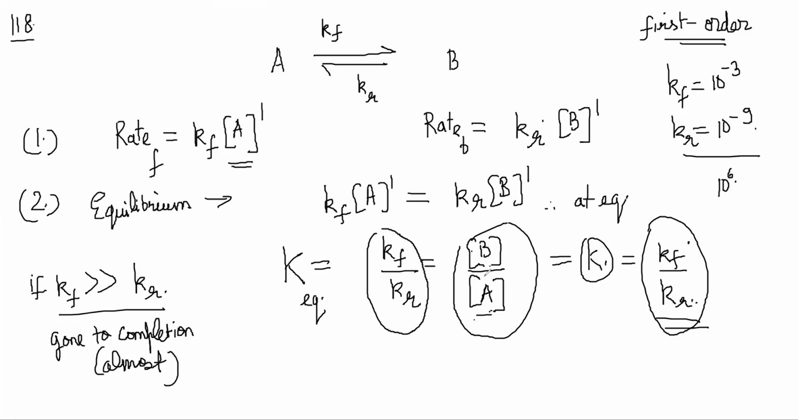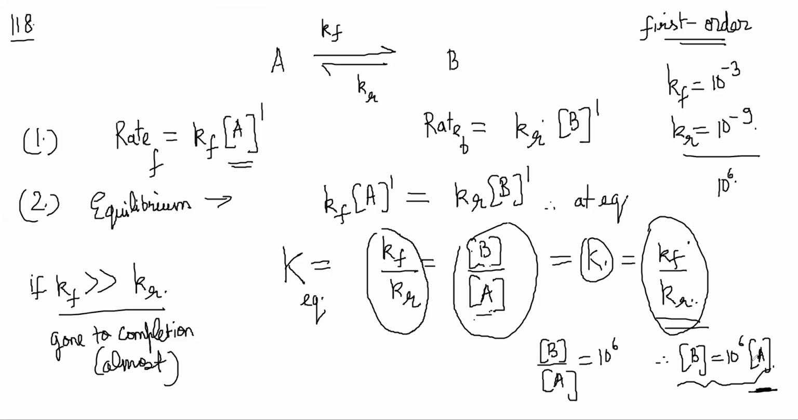Eventually the rates will equalize, but what will happen is B by A will be equal to 10 power 6. Therefore, B will be equal to 10 power 6 times A. So the concentration of B will be a million times more than the concentration of A. So it might not even be detectable, this A.